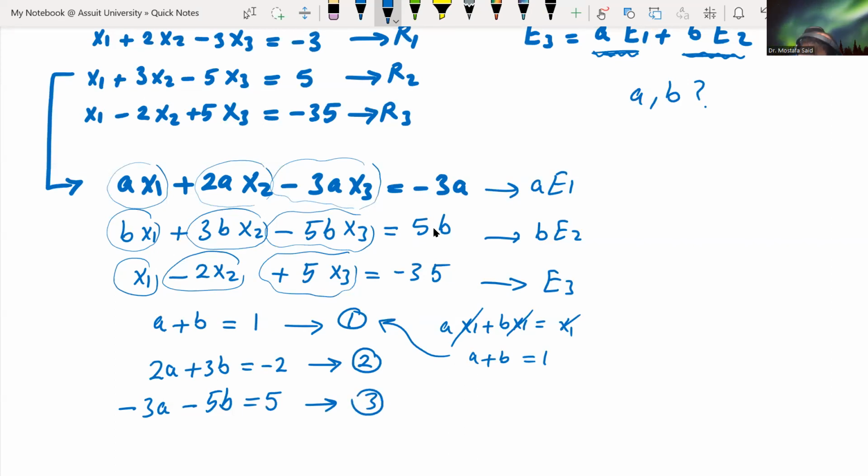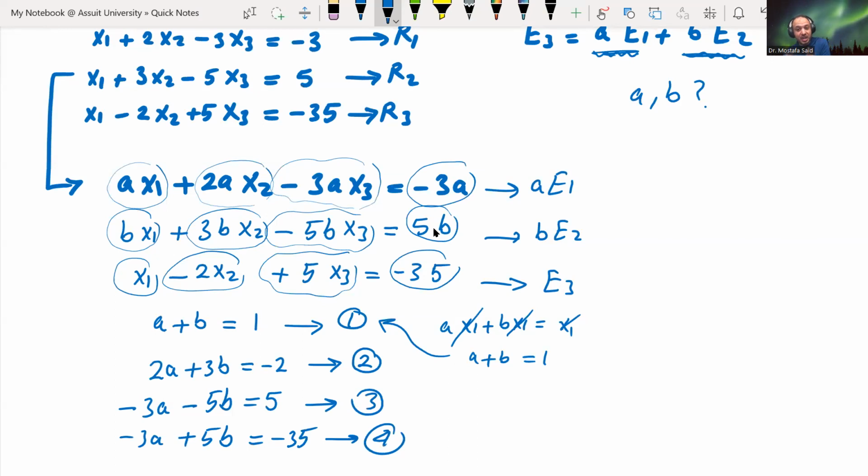Do we have other equations? Yes, the constant term on the right hand side: minus 3A plus 5B equal to minus 35. We have 4 equations in only 2 unknowns. That's gonna reduce to 2 equations, basically, because we have 2 dependent equations.